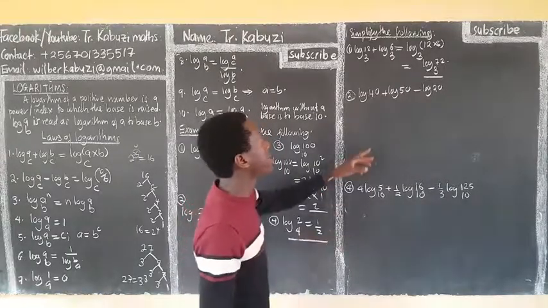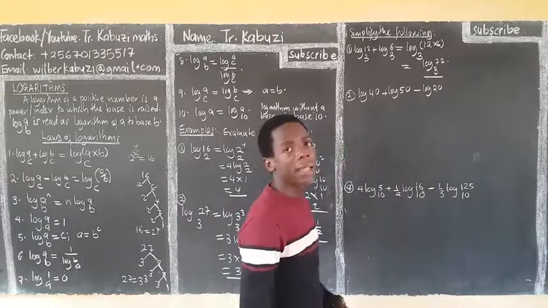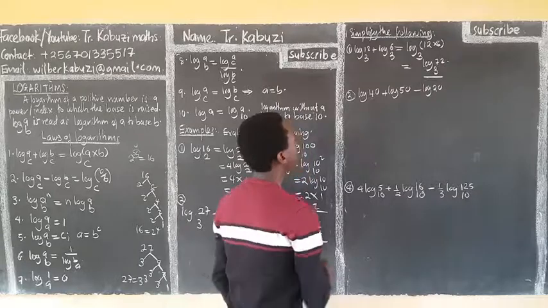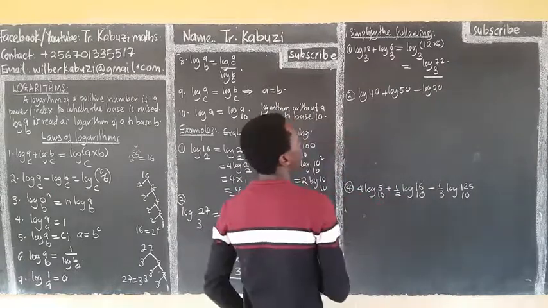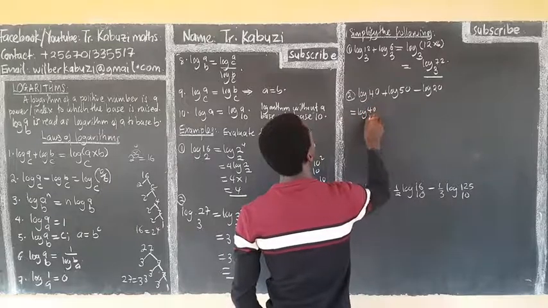Okay, now we have this. We said that we are missing bases, but we said any number without a base is to base 10. So meaning they are to base 10, but you can do it when you are putting that in mind. So that would be now log of 40, base 10.